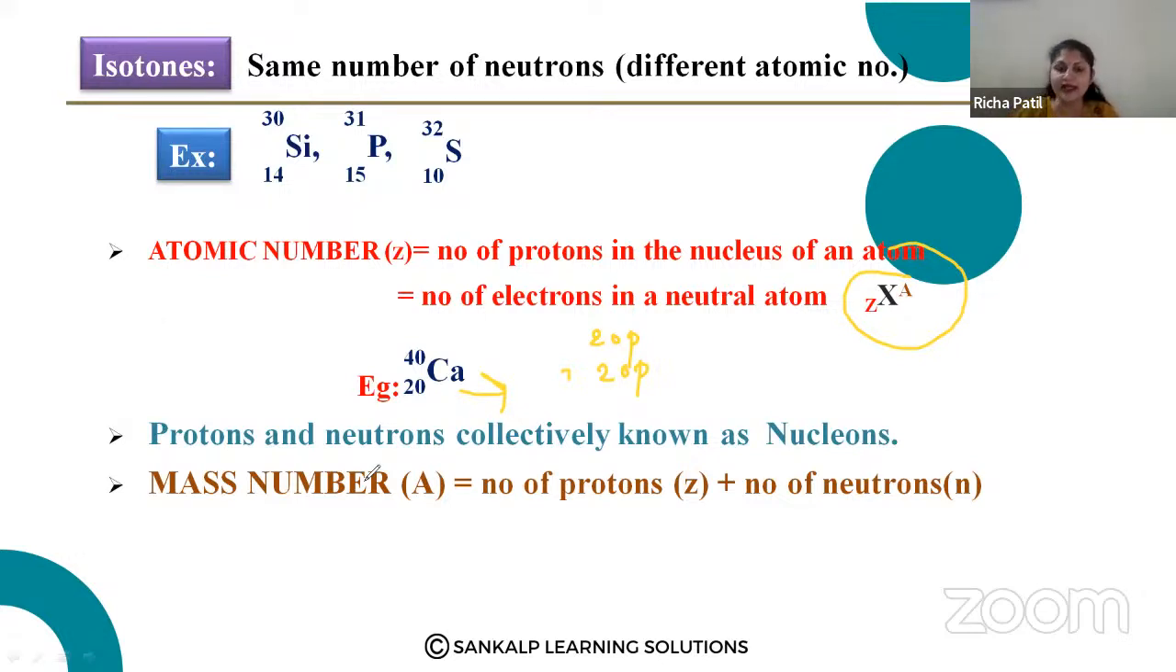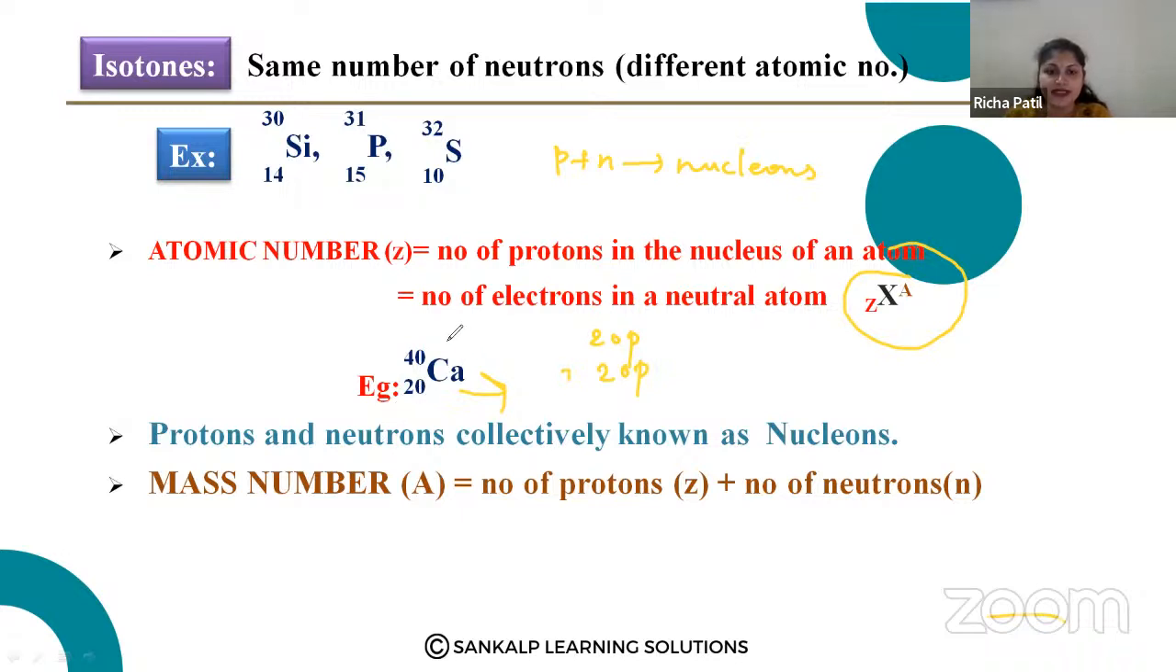Then protons and neutrons together, they are called as what? Nucleons. Remember this: protons and neutrons together are called nucleons. Then what is mass number? Mass number is represented by A. Mass number is given as number of protons plus number of neutrons.